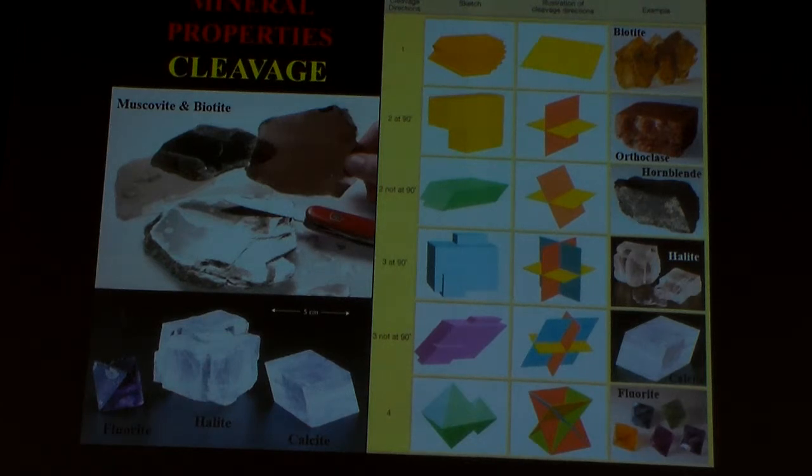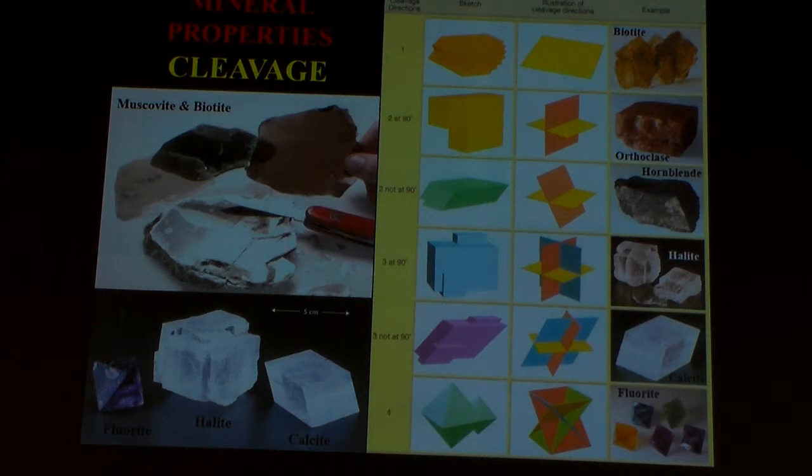We can also have cleavage at 90 degrees, at a right angle, and cleavages that are something other than a right angle. So when we describe cleavage, you have to remember to describe two things: how many breakage surfaces there are, and what the angle is between the breakage surfaces.